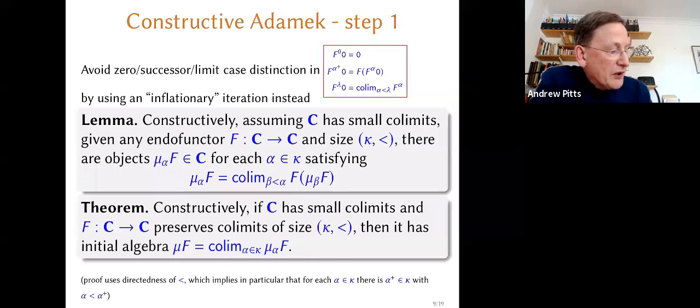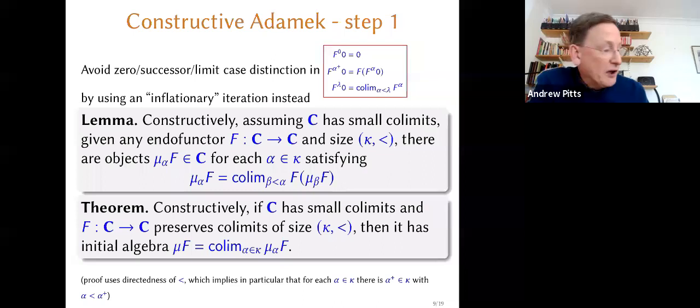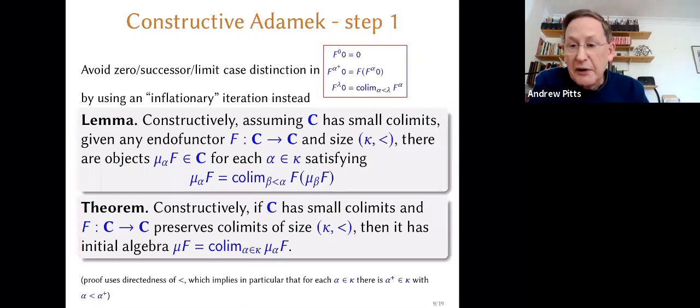And having done that construction, it's actually not too difficult. It's not a very deep theorem that if the functor preserves colimits of size kappa for this notion of size, then the initial algebra is given by taking that colimit over all sizes of the things built up in that way. I won't go through the proof of that, but you don't need directedness of the notion of size in order to prove the lemma, but I think you do need it in order to prove the theorem.